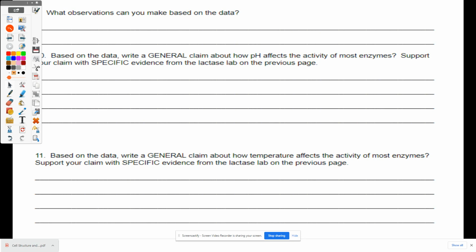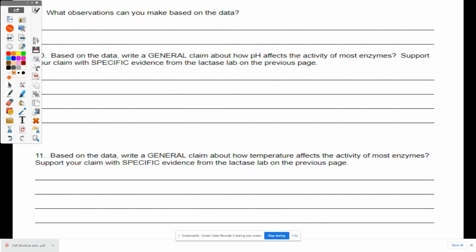When it gets too cold, the molecules slow down, and they are less likely to collide with the substrate, decreasing activity levels. When the temperature gets too high, it causes denaturation of the enzyme, and substrate can no longer fit. Therefore, we have no more reactions, and the rate of reaction decreases.